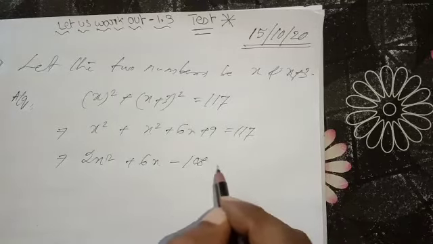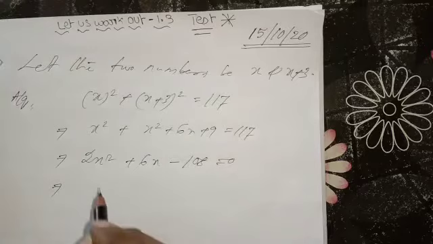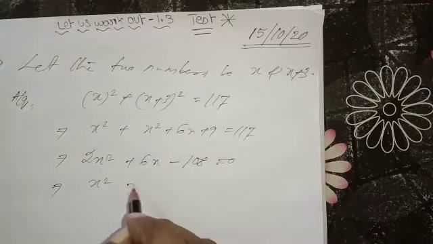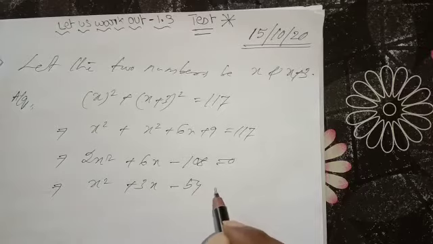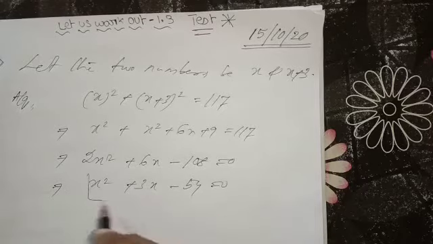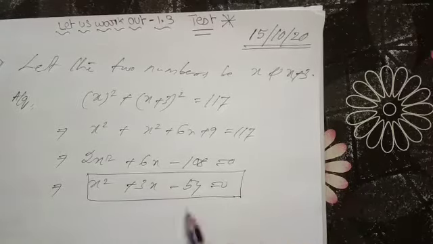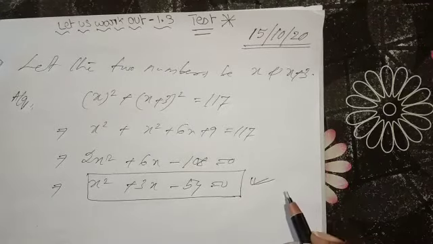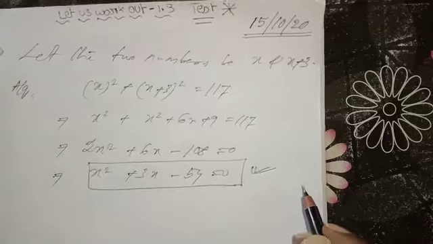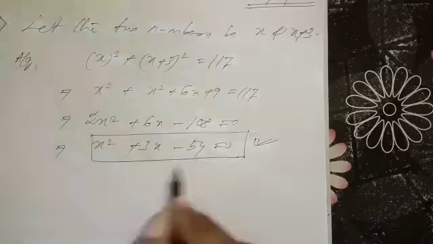You can simplify by taking common and dividing both sides. This will be x squared plus 3x minus 54 equal to 0. Now you have to solve this quadratic equation by middle term breaking. You got one quadratic equation. This is a word problem based on quadratic equation. How to break the middle term? 9 times 6 is 54.